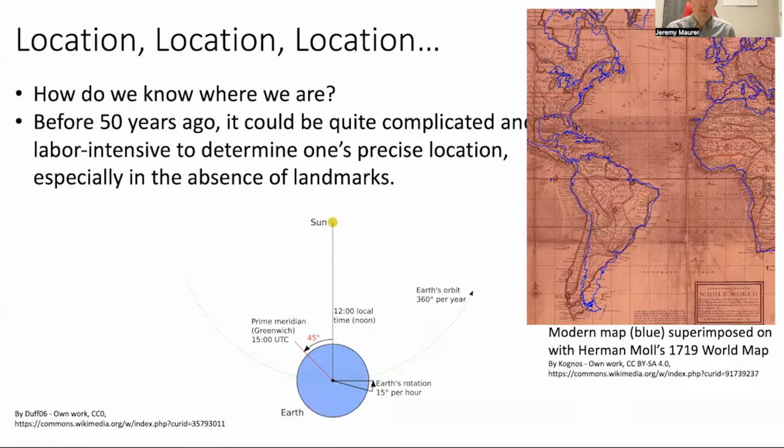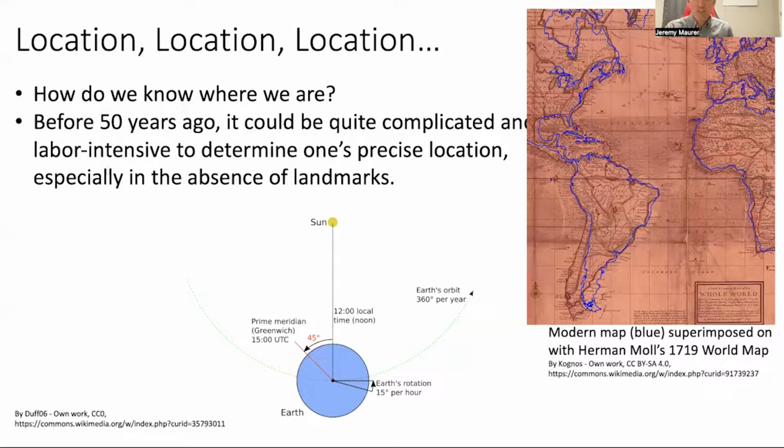Now, it's interesting that 50 or maybe 100 years ago, it could be really quite complicated and difficult to determine your precise location, especially if you didn't have a landmark which had been surveyed astronomically. This is one of the main ways that people would determine locations back in the day, and even still today: using the position of the stars, the sun and the moon sometimes, depending on what you're doing, to determine your position. Using the stars is still a very accurate way to tell where you are. But this is quite complicated, pretty labor intensive, and hard to do.